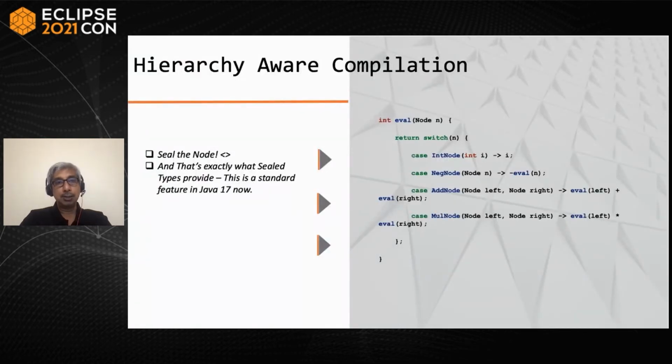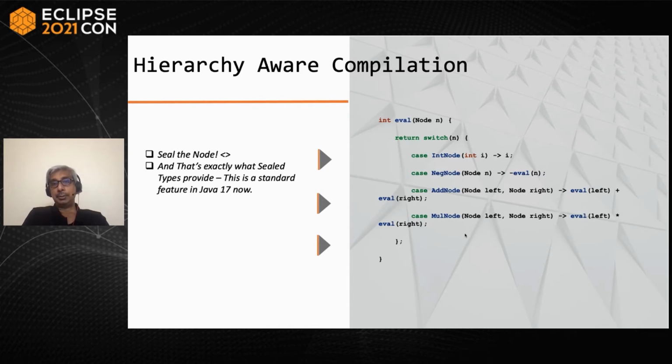Now, the second one is about hierarchy-aware compilation. We see that in the switch expression, we should evaluate exactly one arm. It also means that there should be at least one arm that applies to any input. Otherwise, the value of the switch expression might be undefined. So if the switch has a default arm, then there is no problem because it will get into the default arm if it doesn't match any of the others.